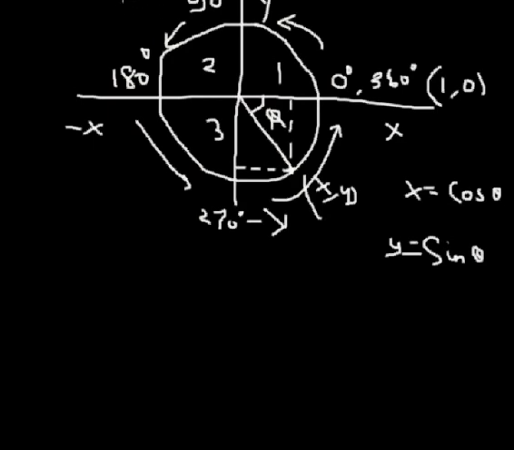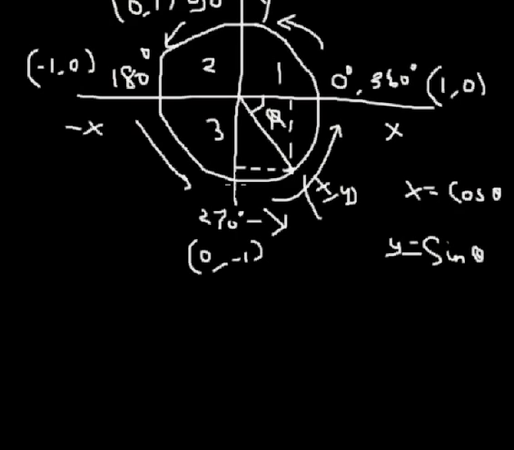Similarly, if you go to 90 degrees, the x value is 0, the y value is 1. If you go to 180 degrees, you can see that the x value is -1 because it's on the negative side. The length along the x-axis is 1 unit, so -1, and y is 0. And for 270 degrees, you can see the x value is 0, the y value is -1 because it's 1 unit in the negative y direction.